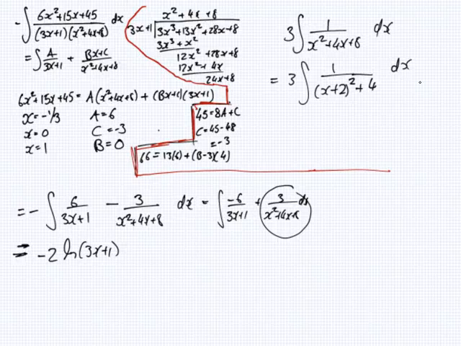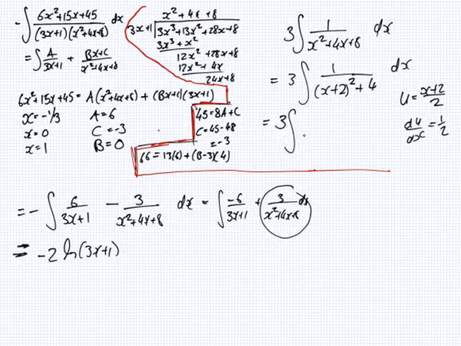And do you remember what to do next? U equals x plus 2 over 2. We did this one on a separate worksheet. So when you clean this up a bit, you get du dx equals a half. So this becomes 3 times the integral, dx is 2 du. So actually 2 makes this 6 du, because you get 2 du equals dx.